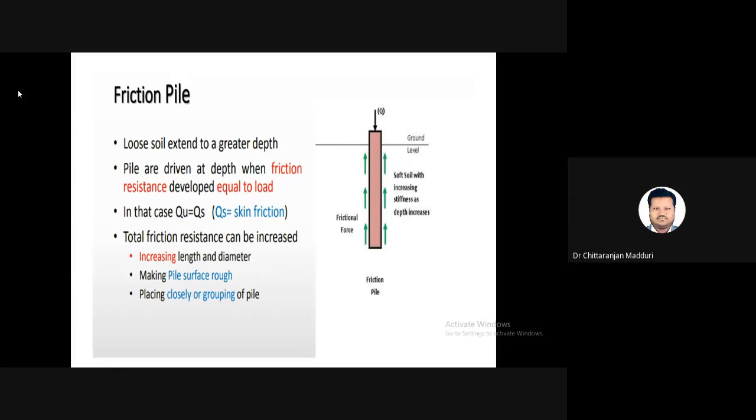If the pile surface is rough, friction between the pile and soil also increases. Placing closely or grouping of the piles: if the piles are grouped closely, then friction between the soil and pile also increases. So friction pile means the entire load is taken by friction between the soil and the pile only. There is no tip resistance, no end bearing resistance. These piles are also known as floating piles because they look like they are floating in soil.